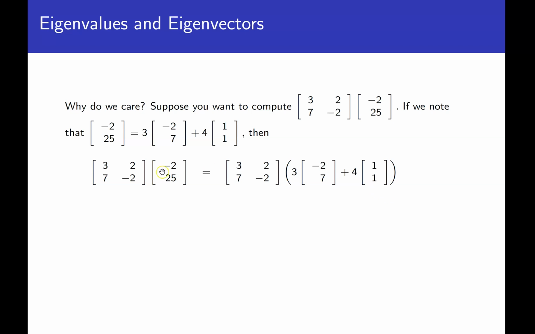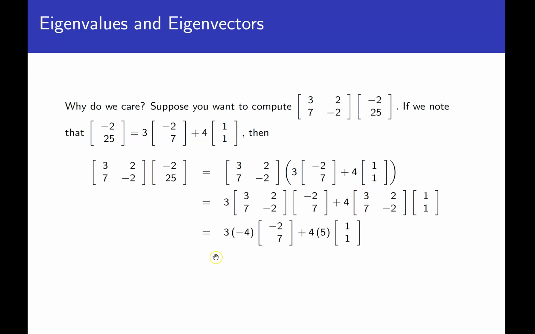Well, what can we do? I can replace the vector with the linear combination. Use our properties of matrix arithmetic to rewrite it. And now I've got matrix times eigenvector in both spots. Instead of doing those products as matrix products, I can replace them with the appropriate scalar products. So -2, 7 was associated with the -4, and 1, 1 was associated with the 5. So I could replace that matrix with the scalar, and now that makes it much easier to do this particular product. You just get 44 and -64.